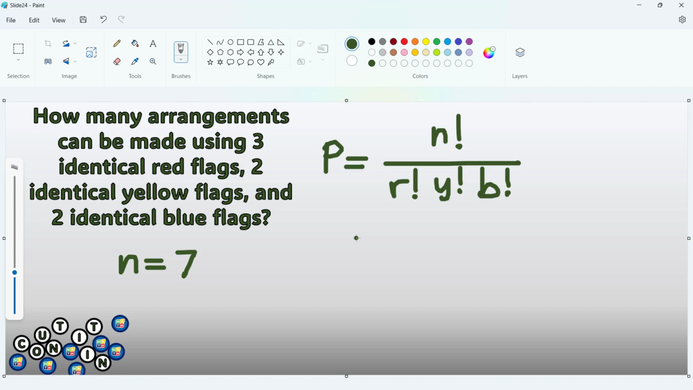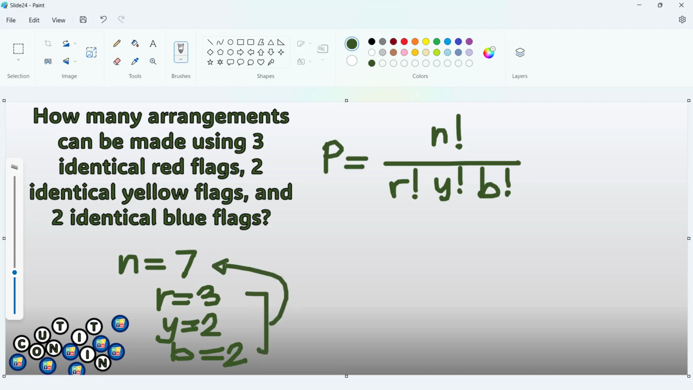So this is how we solve for the distinct permutations of objects where there are identical or alike objects. So our r here, we have 3 red flags. Our y, we have here 2 yellow flags, and our blue, we also have 2. Now the total of all these 3 must match our given n. So the result here would be simply placing 7 factorial over 3 factorial times 2 factorial times 2 factorial. Okay.